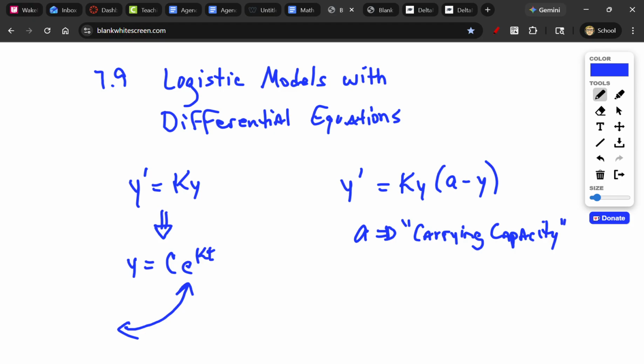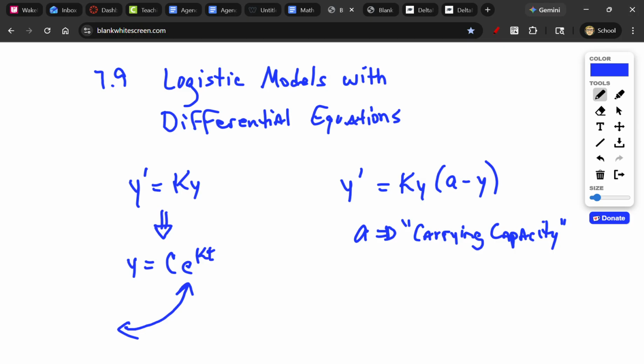Okay, so y cannot exceed a. The maximum amount available for y is a. It's called the carrying capacity. So what that means is that y can only grow so much, up to an amount. I'm not going to show you what the solution is to this because we don't have to solve this for y. It's a neat little exercise.